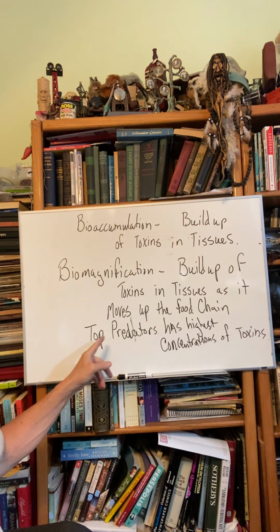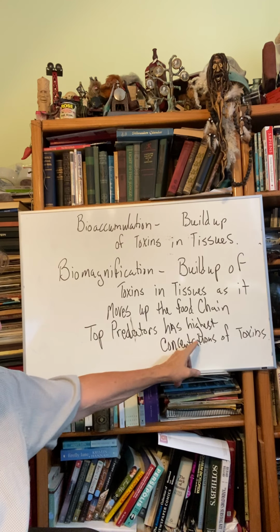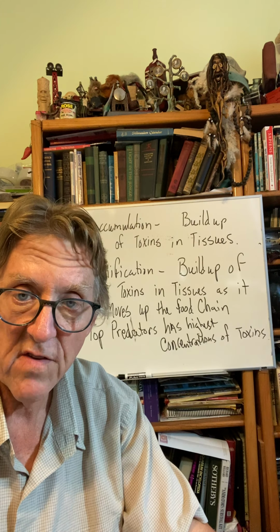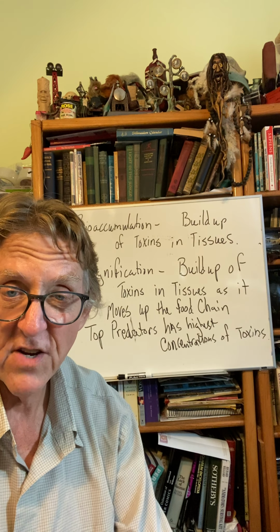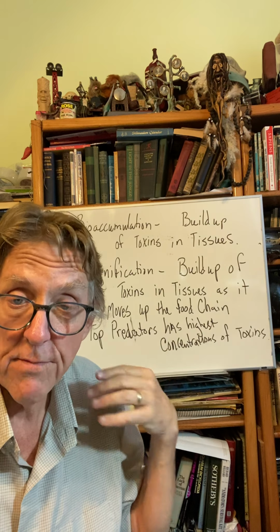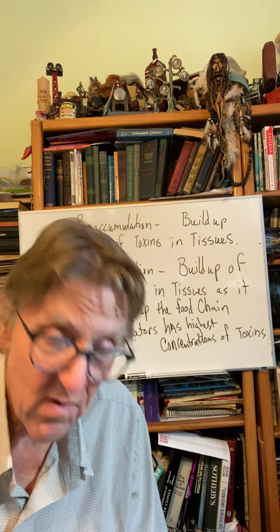So the top level predators have the highest concentrations of toxins. That would be your bald eagle. Bald eagles are a top level predator when you think about they're eating pretty good sized fish that are eating small fish that are eating tiny crustaceans and other kinds of mollusks, worms, whatever. It's one step after another, and they build up a whole lot of toxins in their tissues.